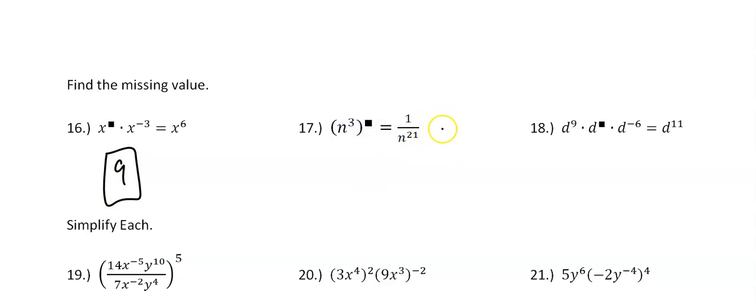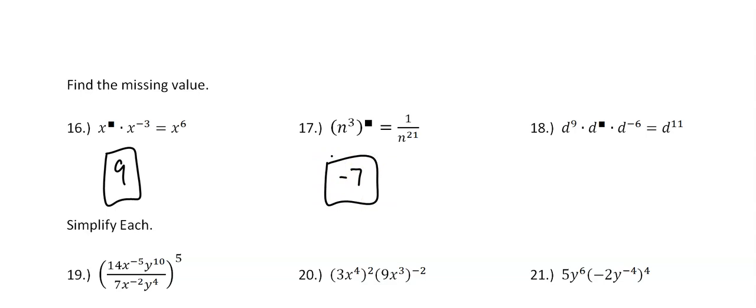This one, when you notice this thing, I have an n to the 21st in the denominator, which means I would have to get a negative exponent in order to send it to the denominator. So I basically have to ask myself, when I raise it to a power, the rule is multiplication. So 3 times what will give me a negative 21, because that's how I would end up with a value in the denominator. And the answer here is, of course, a negative 7.